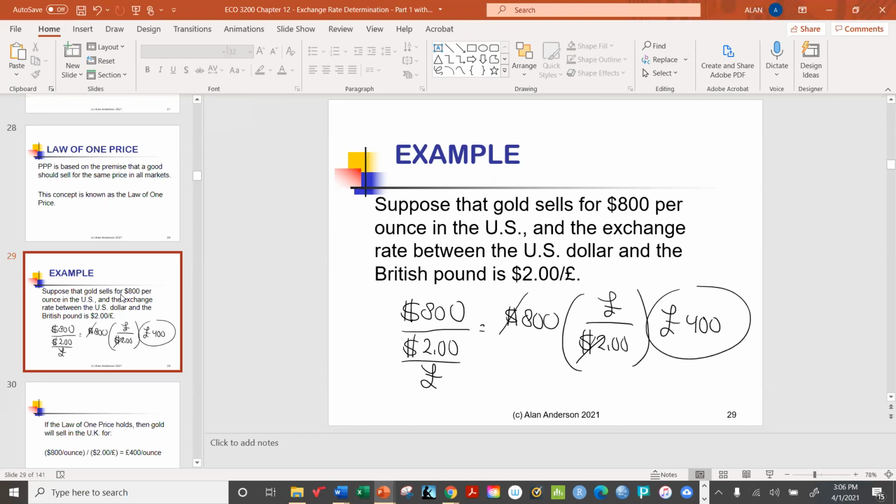So with exchange rates, of course, when we convert, we always either divide or multiply. And the best way to make sure you're doing it correctly is to write it out this way so you can see the units and make sure that the right units are canceling out.